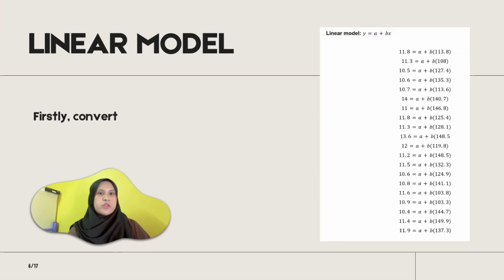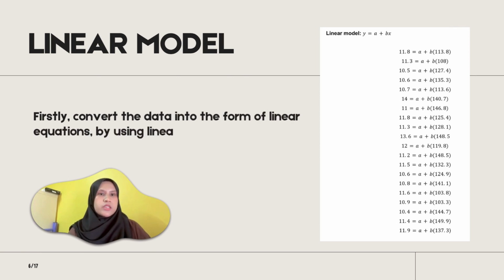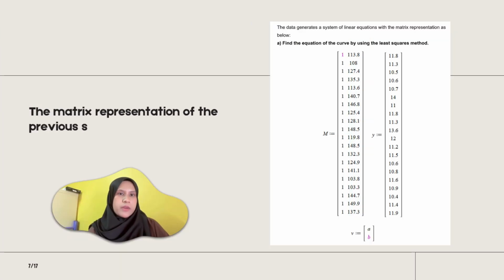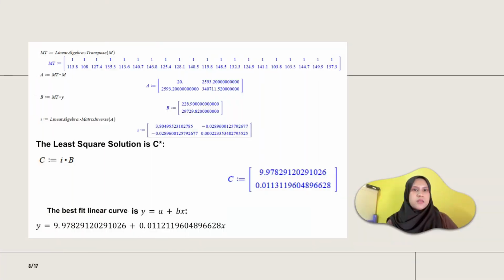To find the equation curve using the LSQ method, firstly, we need to convert the data into the form of a linear equation, ax plus b equal to y. Second step, we need to form matrices M, V, and Y. Then, we need to transpose matrix M. Next, multiply matrix M transpose with matrix M, A, and multiply matrix M transpose with Y, B. Then, inverse the matrix M transpose M to find matrix I. And lastly, to find the values of A and B, we need to multiply matrix I and B.